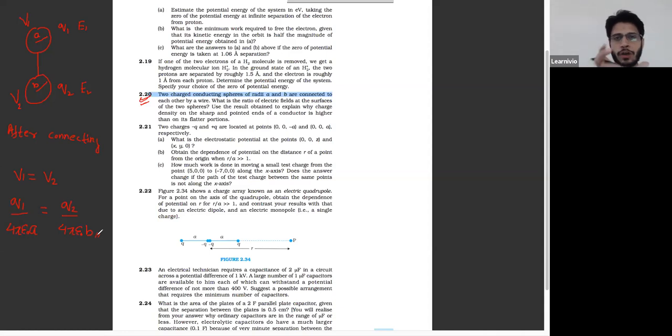Because when you connect two capacitors or conductors, their potentials become equal. And the potential on the surface of a sphere is Q by 4 pi epsilon naught R. So it's Q1 by 4 pi epsilon naught A is Q2 by 4 pi epsilon naught B. This 4 pi epsilon naught will cancel this 4 pi epsilon naught. This Q1 by Q2 comes out to be A by B.